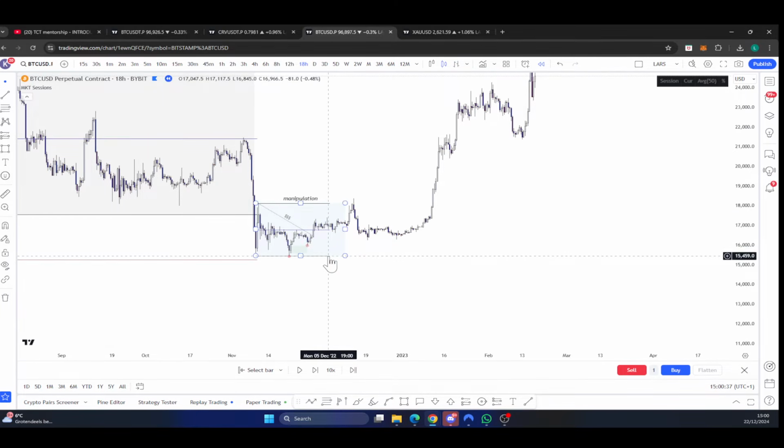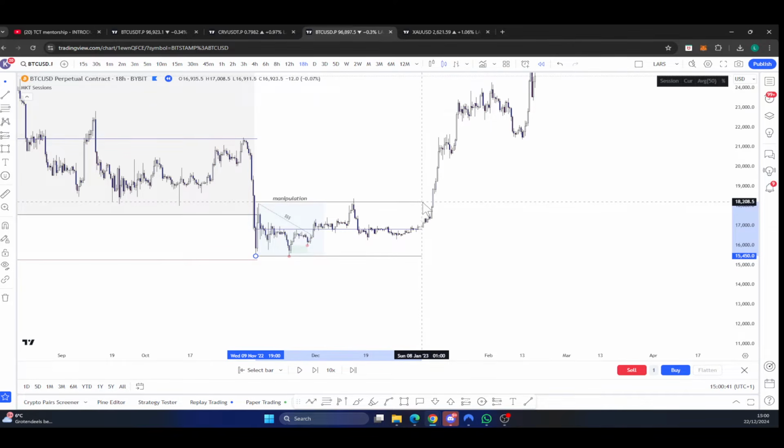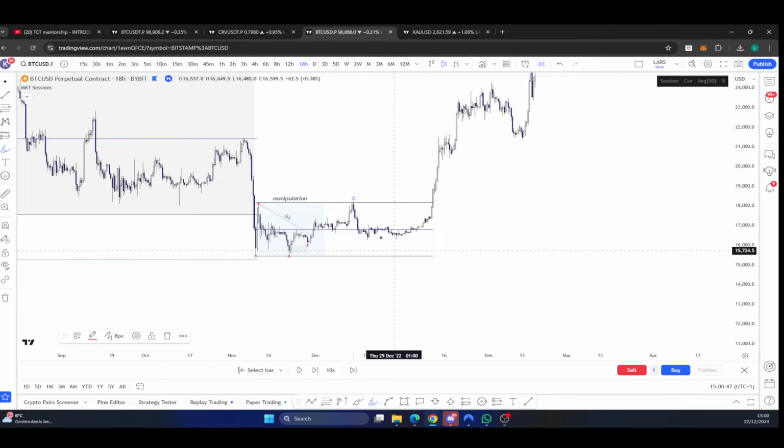And then just like we saw on CRV, price came back up, but we deviated our range high. Okay, so we came back up, deviated our range high, and then price ended up coming back down for more demand before actually going higher.